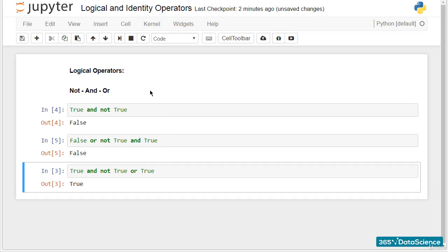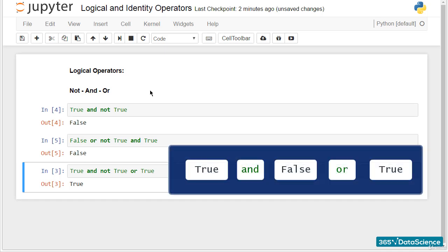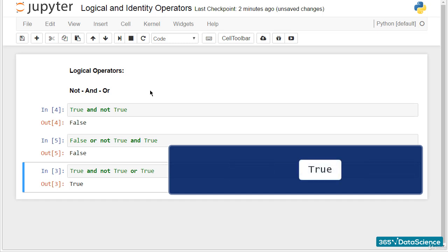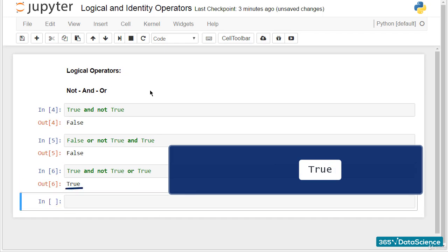To solidify the concept, let's go through another similar example. True and not true or true is the same as true and false or true, because initially, not mattered most. Now, and will convert true and false to false. Now, we can think about the remaining false or true, because the or operator needs at least one true statement to return true. Our result after running this cell will be true. Great!